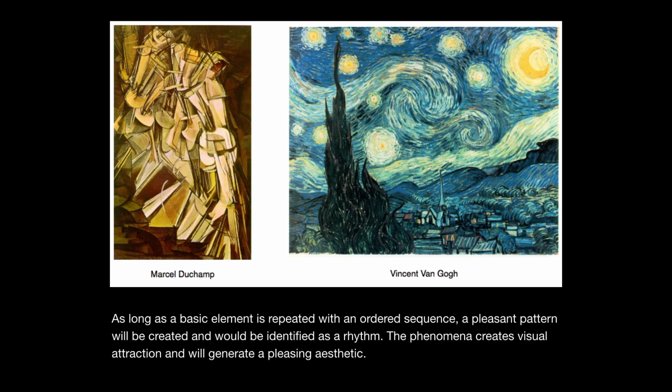And here we have Marcel Duchamp and Van Gogh. We can see the repetition here through their use of brushstrokes and forms, and it creates a rhythm, particularly on the starry night, right? We can see the sky is moving quite nicely. Okay, so that's rhythm and repetition, and moving forward, we're going to now jump into proportion and scale.